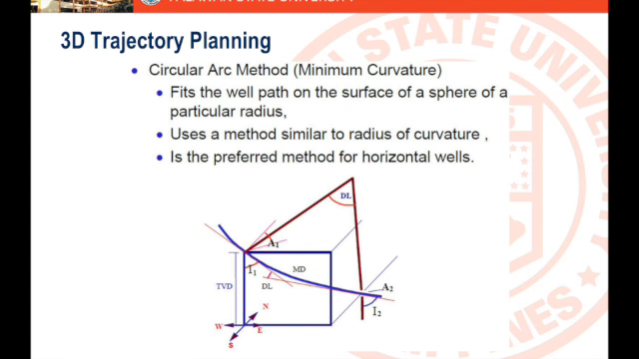So for 3D trajectory planning, as I have mentioned before, we will just be studying the minimum curvature or circular arc method. It fits the well path on the surface of a sphere of a particular radius. It uses a method similar to radius of curvature and is the preferred method for horizontal wells.